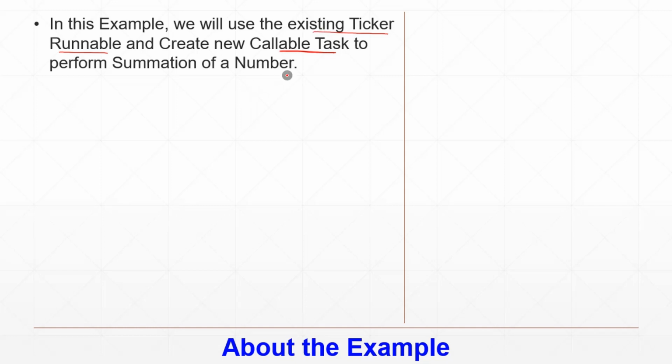So here in this example, we will use the existing ticker runnable. That means it will periodically perform a tick on the console output window. Then we will create a callable task to perform summation of a number. So it's also like a tick, but if you state 3, the ticker will produce 3 ticks, 1, 2, 3. Summation will do the same, but it will perform the summation and return this summation result to the caller. So that's the difference.